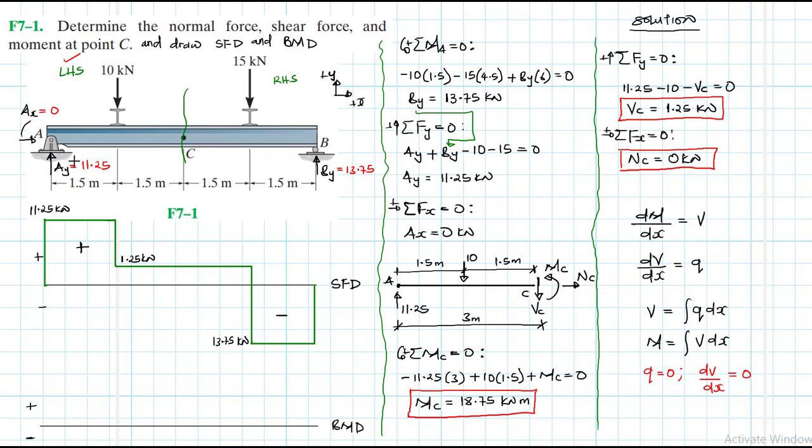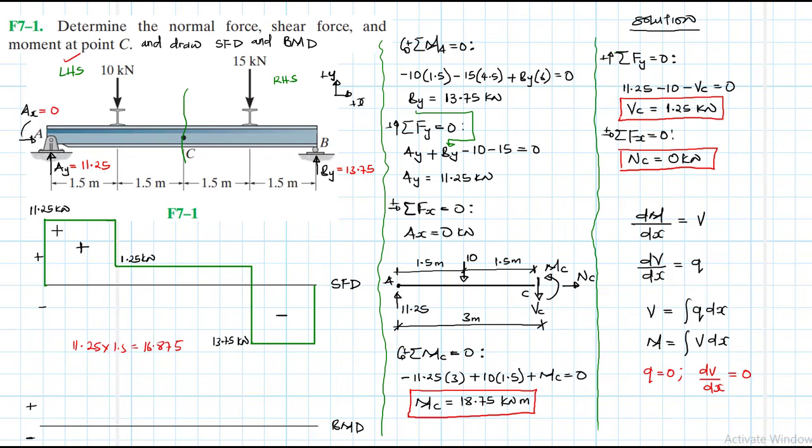So let's first do the first thing, which is finding area. From 0 to 1.5, we can find area, right? Just L times B, so it's 11.25 times 1.5. That gives us 16.875. Okay, so this is the value.